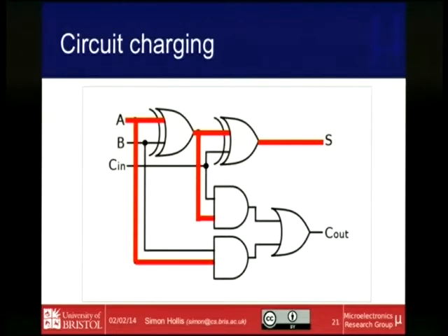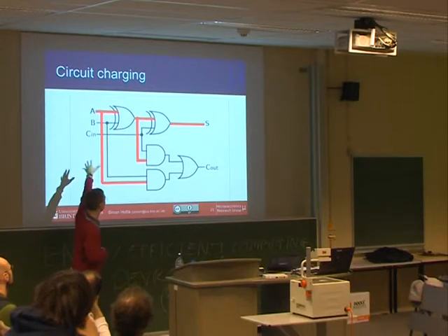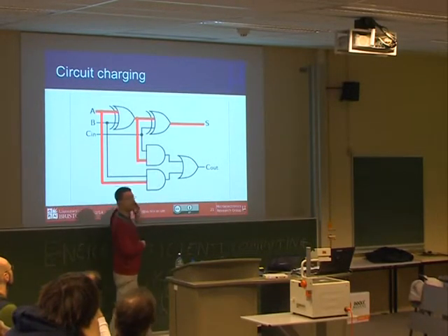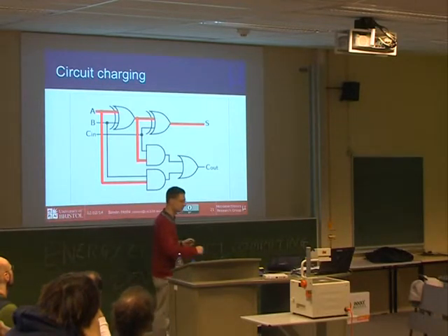If red says this is a high value, a voltage of 1, and black is currently zero, this is the path of high voltage through my circuit. It takes some path between the inputs and the outputs, and it charges up a bunch of transistors in the various gates to which it's attached. So there you go, I've taken some energy.